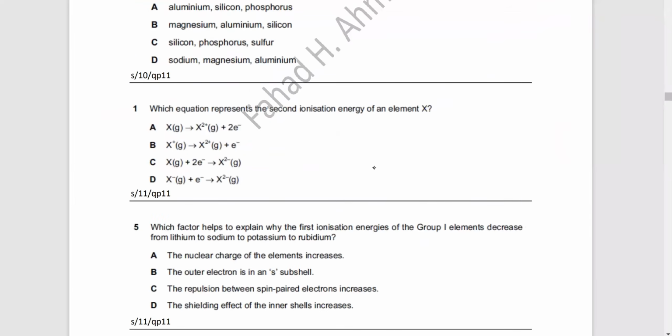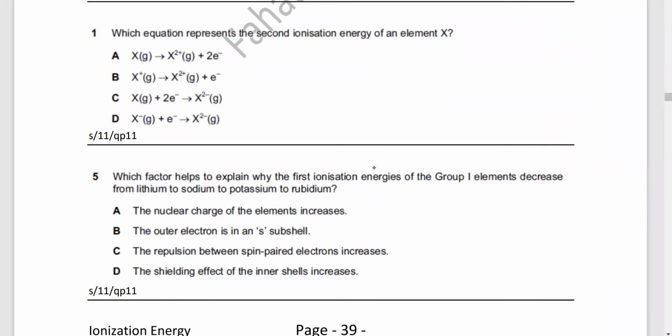ये हम कर चुके हैं, ये मुझे जल्दी से बताओ कि which equation represents the second ionization energy of an element X? Like which one is the correct equation for the second ionization energy? B. ठीक है, it's going to be B. Remember कि first electron remove हो चुका होता है, so it's +1. Now you're trying to remove another electron, so it's turning into X2+, और वो gaseous होने चाहिए सारे के सारे.